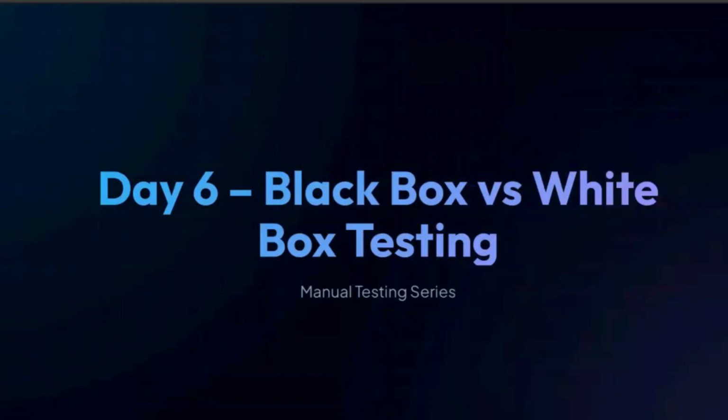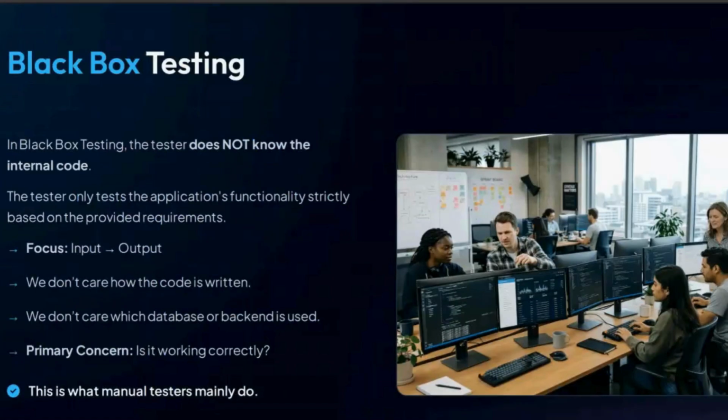First is black box testing. Black box testing focuses on the functionality without knowing the internal code. In this type of testing, the tester does not know the internal code. We only focus on the input and output. Key focus: input and output. We don't care how the code is written, which database is used, or what logic is implemented. The main question is whether the application is working correctly or not. This is what manual testing mainly does.